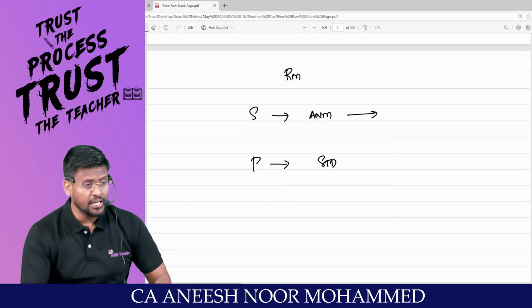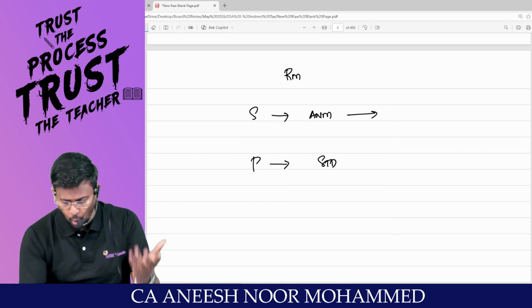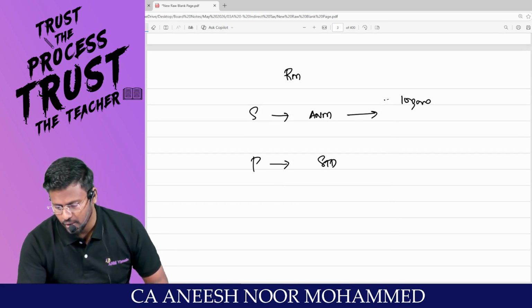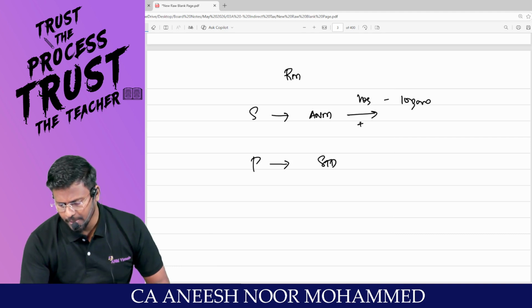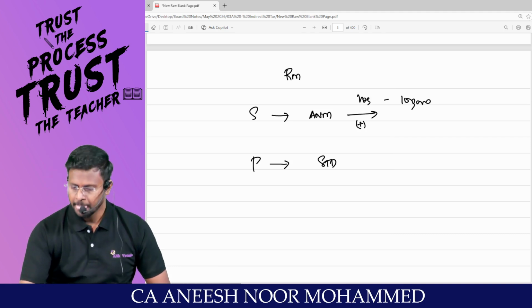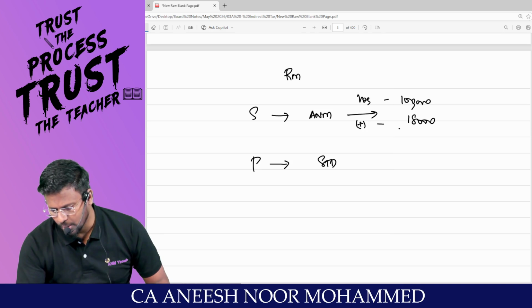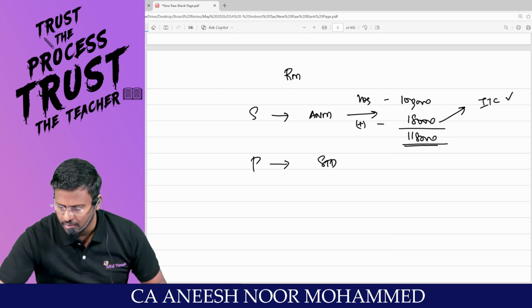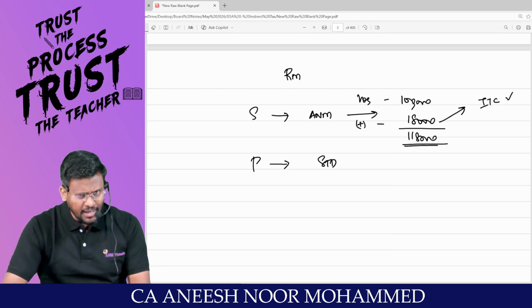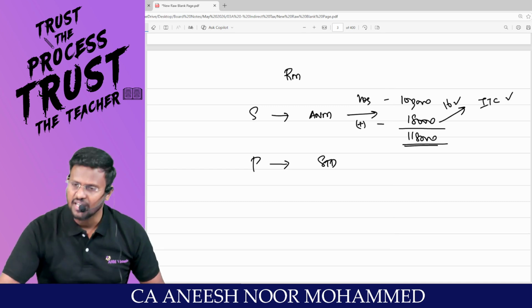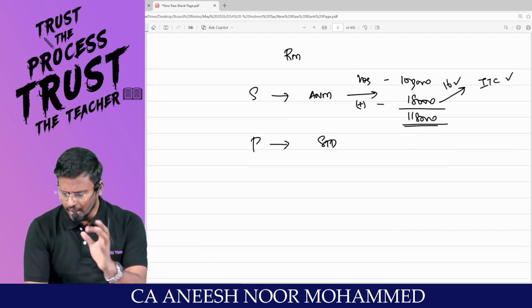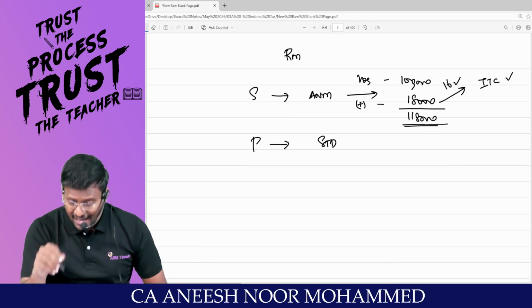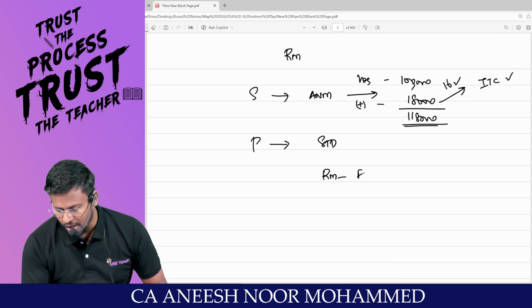The value of the raw material which I sold to you is 1 lakh. What is the value of supply? My dear lovable students, to this 1 lakh, I have collected 18,000 rupees as GST. So in total I have collected 1 lakh 18,000 rupees. So this 18,000 you can claim as ITC, provided section 16 conditions have been satisfied. Am I right?